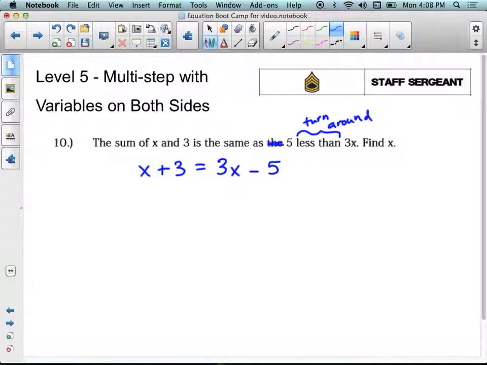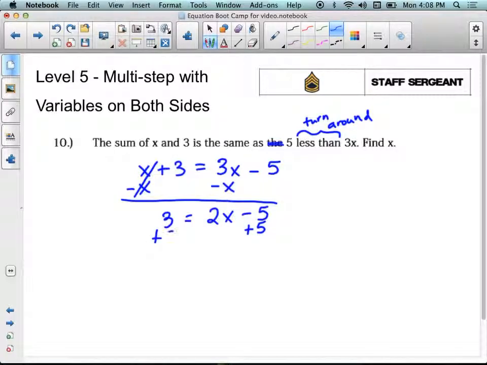Okay? Now I want to solve this. Once I've written it out, this is just like what we were doing on the previous slide. I've got a 1x, I've got a 3x. I'm going to choose to move the 1x because it's the smaller. That makes me happy. Should work either way though. 3 equals 2x minus 5. Okay? 2x is my variable term, minus 5 is my constant term. I need to eliminate that minus 5. I'm going to do that by adding 5 to both sides. Okay? Finally, I'm going to divide both sides by 2 to get the x alone. So I'll get 4 equals x.